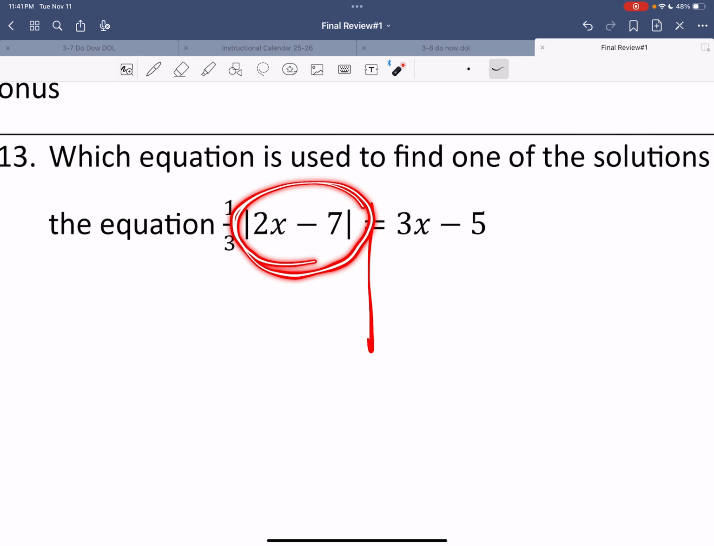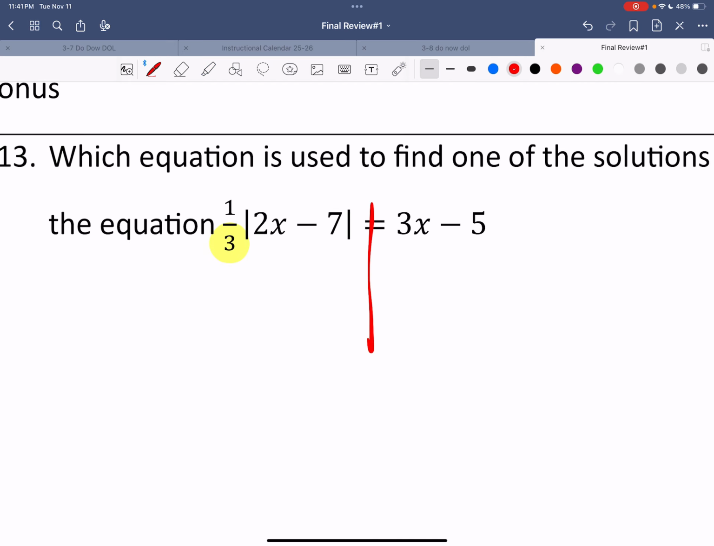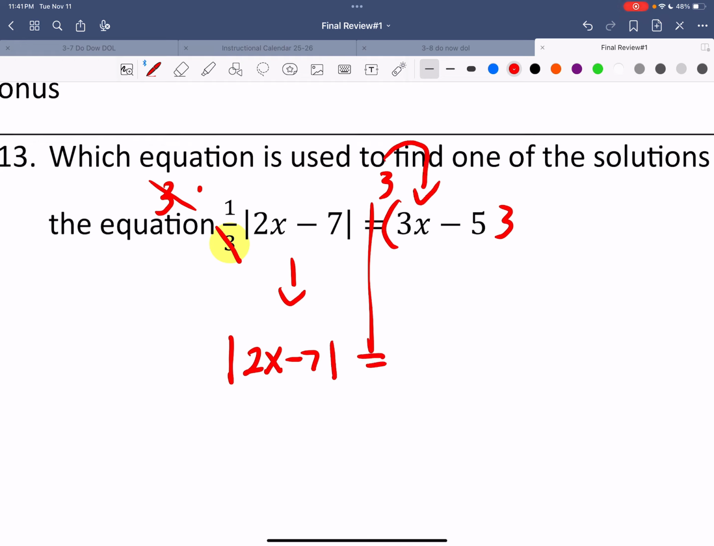So if you want to get rid of this absolute value, first you have to get rid of this 1/3. To do that, you have to get rid of this 3 in the bottom. Simply, you just multiply by 3 on both sides, because that's the denominator. So that disappears. I have the absolute value of 2x minus 7 equals 3 times 3x, you get 9x. 3 times negative 5, you get negative 15.